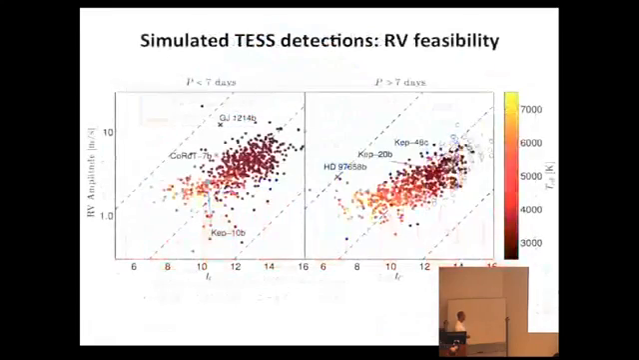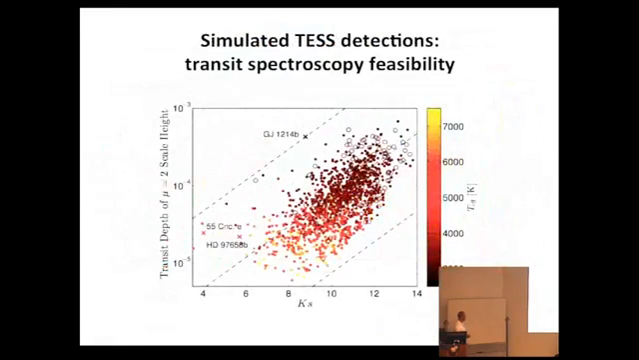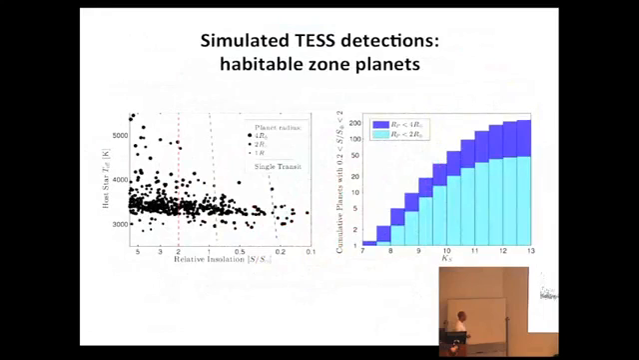In terms of numbers, there will be lots of transiting planets found around bright stars that are amenable to radial velocity measurements for masses and atmospheric characterization. In terms of habitable planets, it's not going to be a huge number around bright stars. Those objects are common, but not so common that you're going to find them around very bright stars. They're almost all going to be found around mid to late M dwarfs.